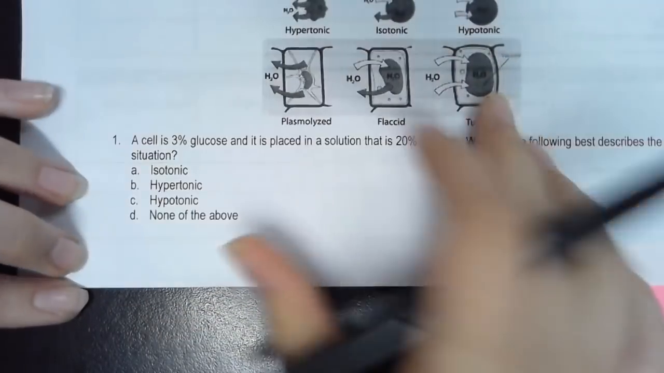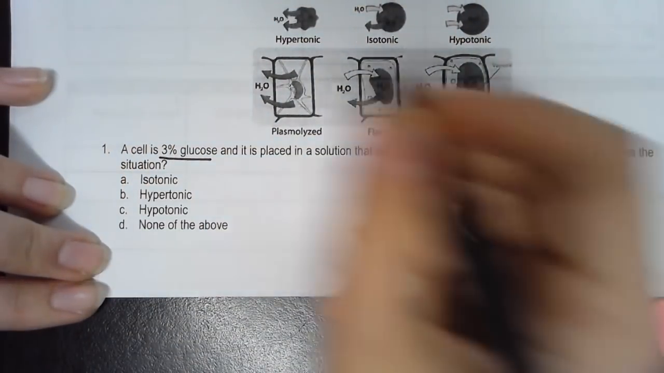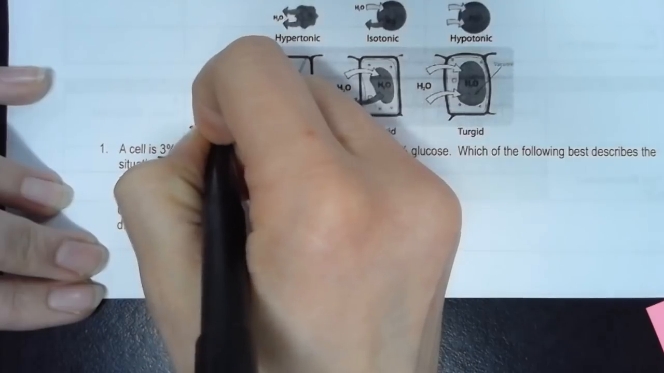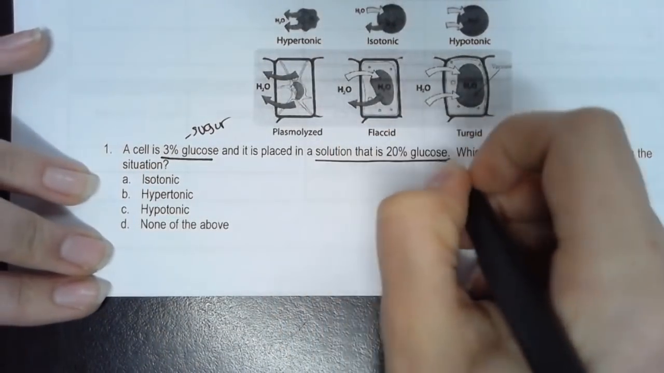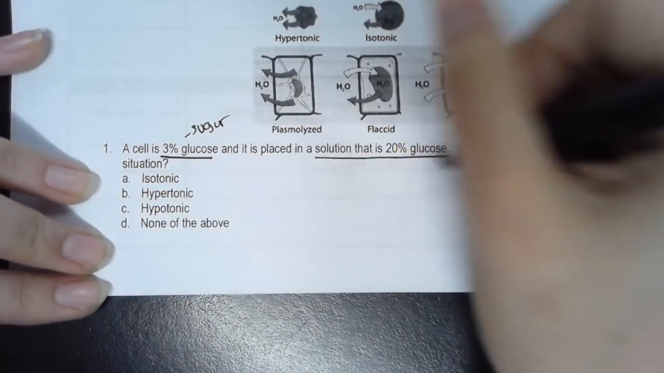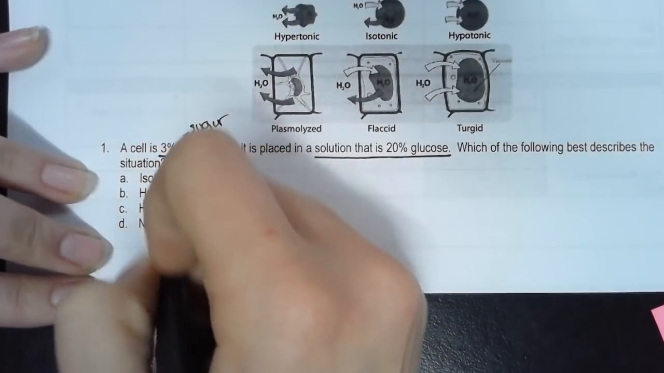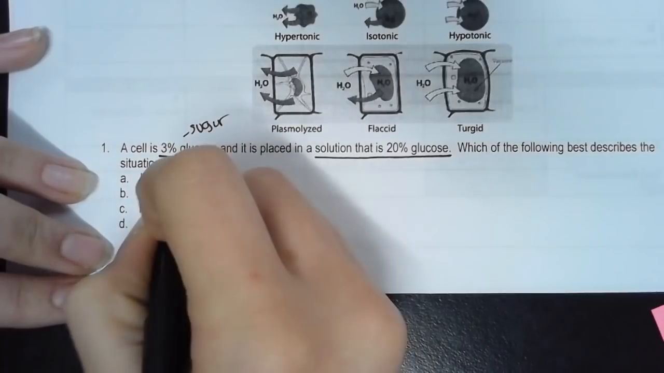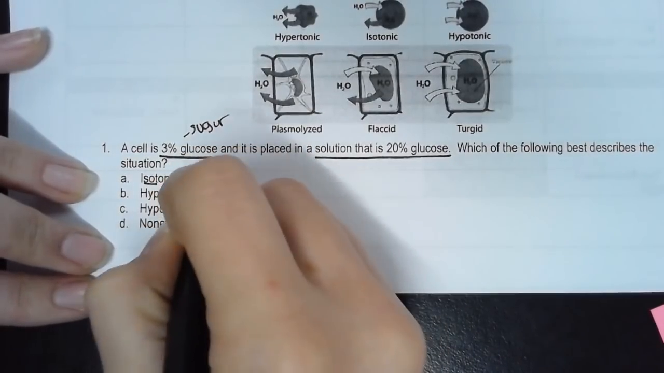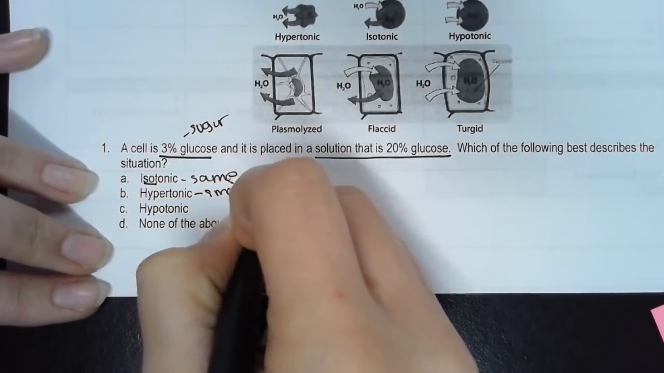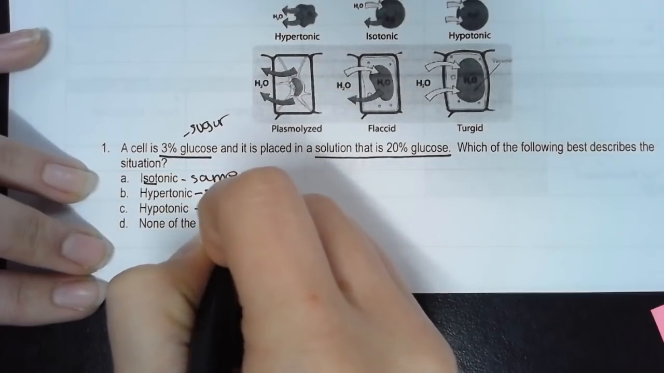All right, I want you to flip back to this page because we're going to go over this multiple choice question. It says the cell is 3% glucose, which is sugar. It's placed in a solution that's 20% glucose. And which of the following describes what's happening? So I'm going to first annotate my answer choices. I see isotonic, that means same. Hypertonic is smaller. And hypotonic is bigger, like a hippo.